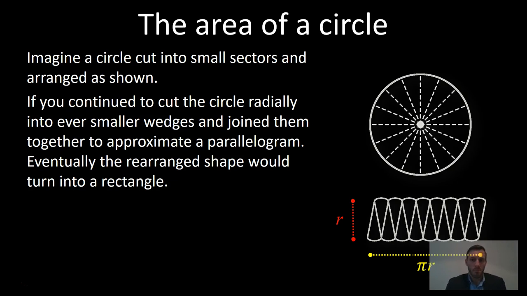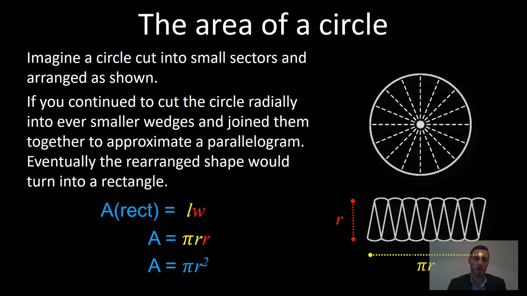The perpendicular height is labelled r to represent the radius of the circle. As the circle is cut into more and more pieces and rearranged, the parallelogram turns into a rectangle. Its area will be given by the length times the width, which is the formula for the area of a rectangle. Now we can substitute in our values here, and we can substitute in pi r, and we get the formula for the area of a circle, which is pi r squared.